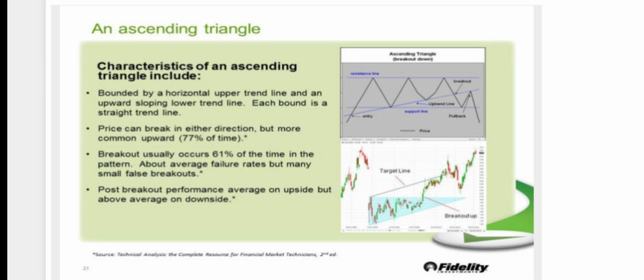Now, same thing for drawing a target. You can draw your target by drawing a parallel line, so a line parallel to your trend line based on the distance between your two reversal points, or you can just measure the base of the triangle, which once again is on the left-hand side. When you look at the triangle, call that the base, that vertical line. Measure that and use that to project upward or downward from your breakout point. As far as performance goes, breakouts usually occur 61% of the time in the pattern, about average failure rates, but there are many small false breakouts.